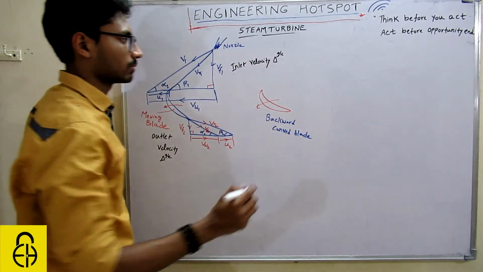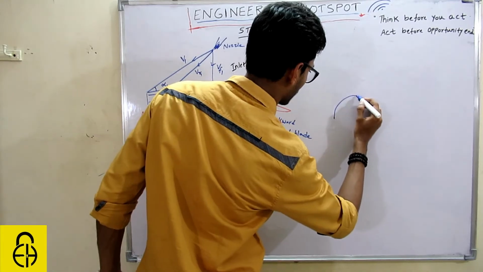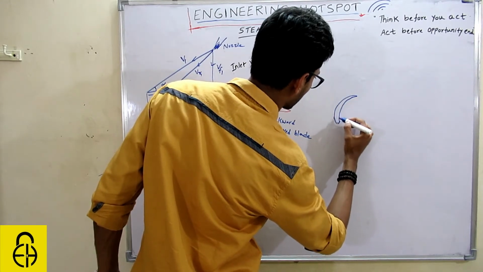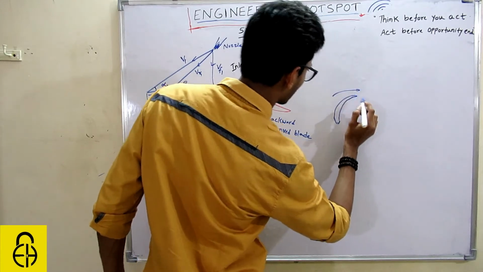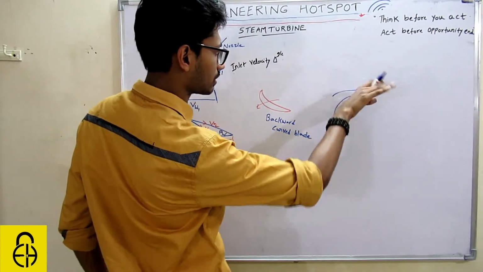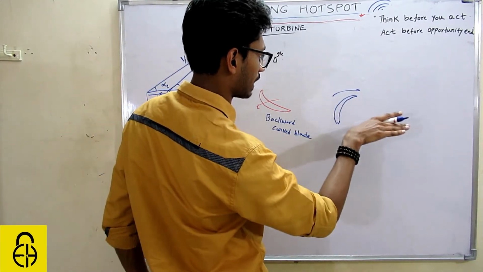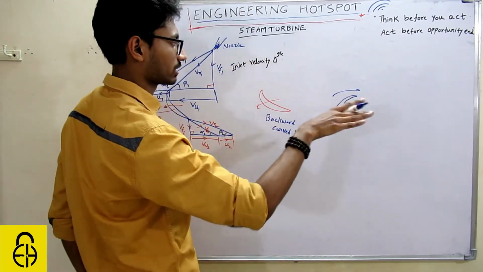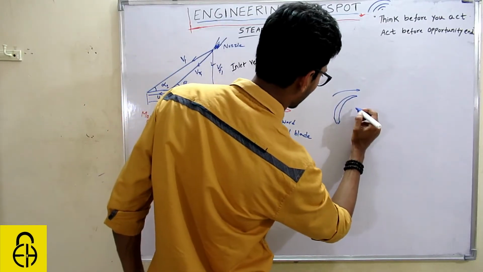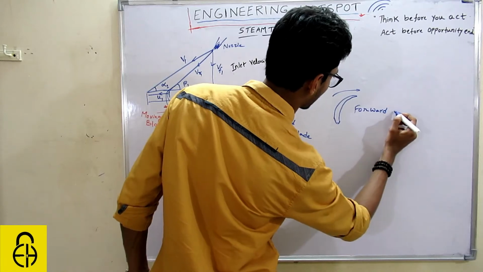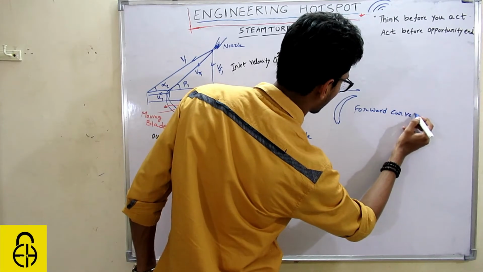What will be the forward curved blade? If I draw it in this way, the blade is moving along the direction of flow of the steam, and this profile will be a forward curved blade.